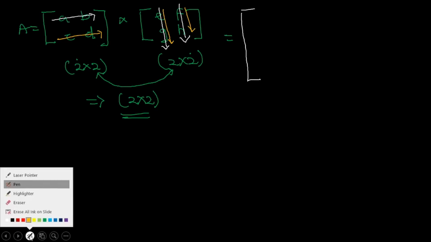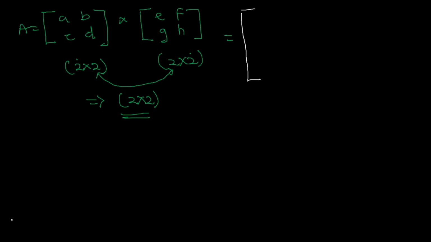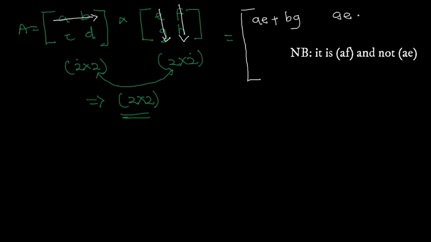So let's look at how we do that. By using the first row to multiply the first column, we have A multiplied by E, so we have AE, plus B multiplied by G, so BG. We add the two and that gives us the first element. Now we use the same row to multiply the second column: A multiplied by F, plus B multiplied by H, so BH, as the second element in the first row of our answer.